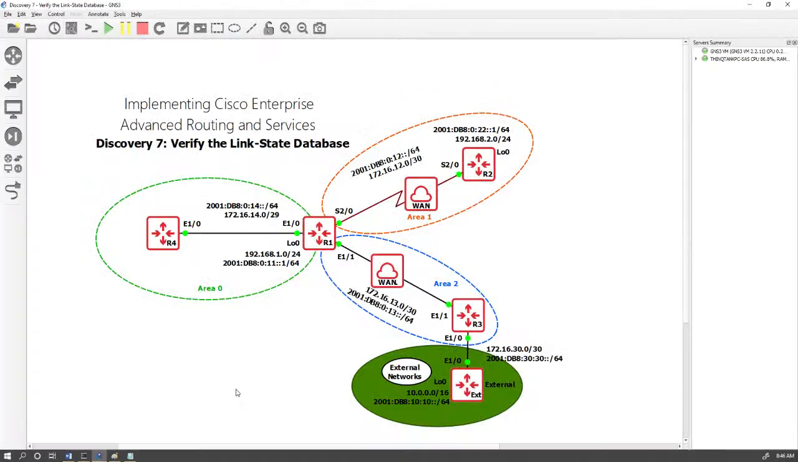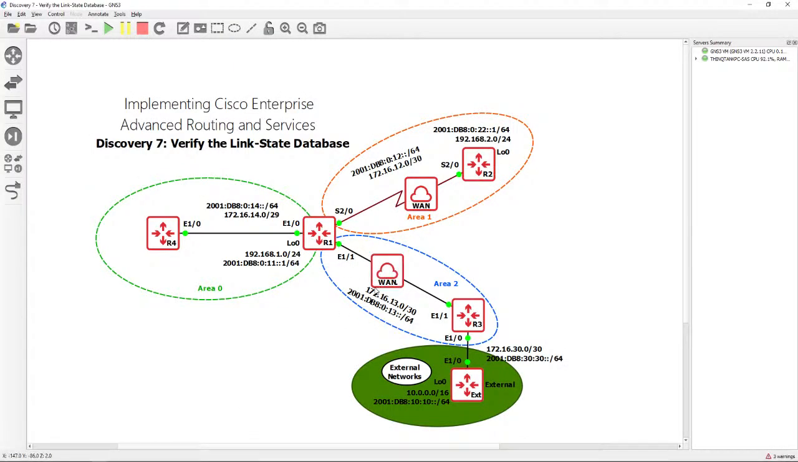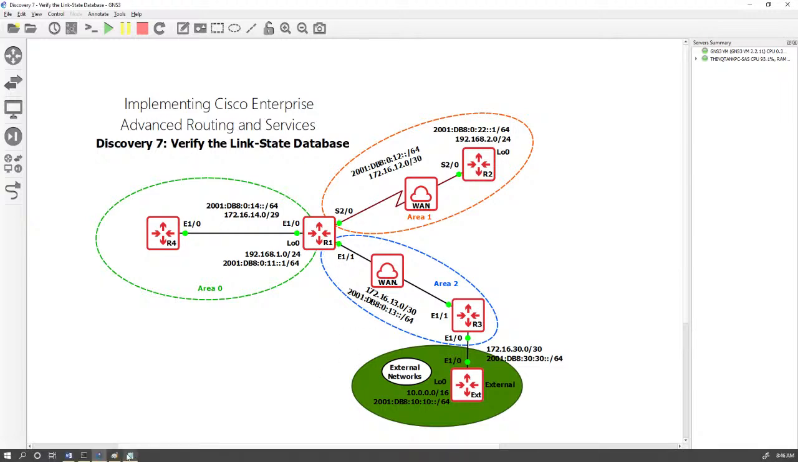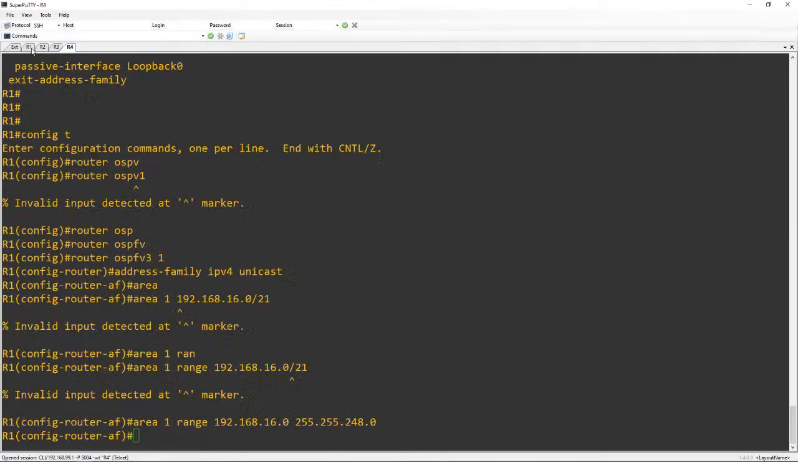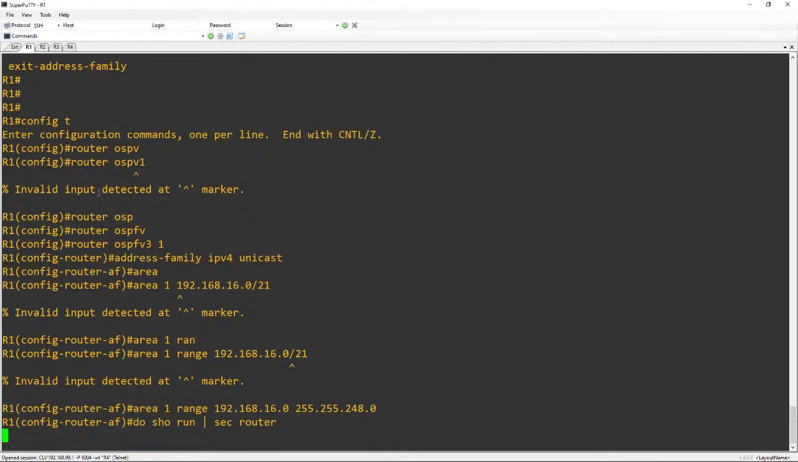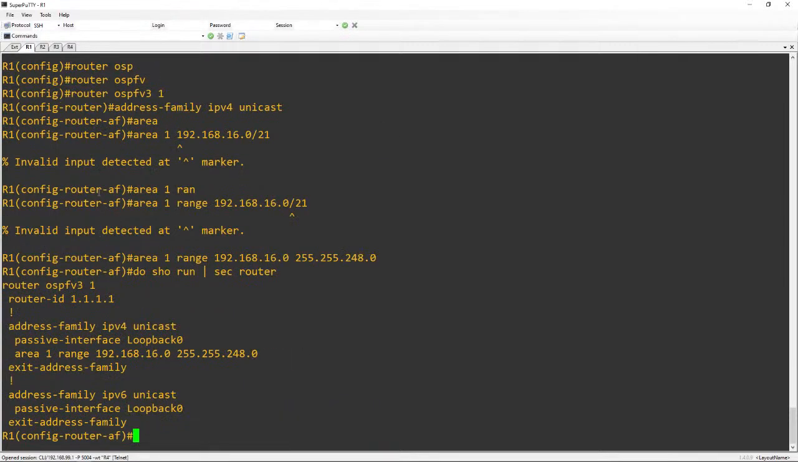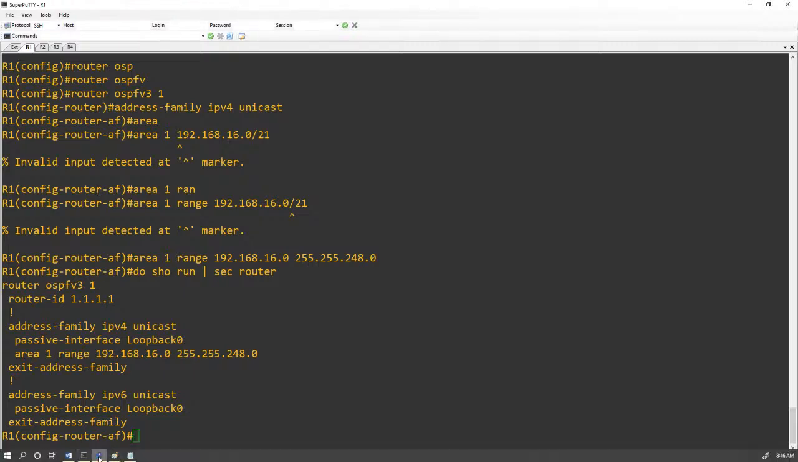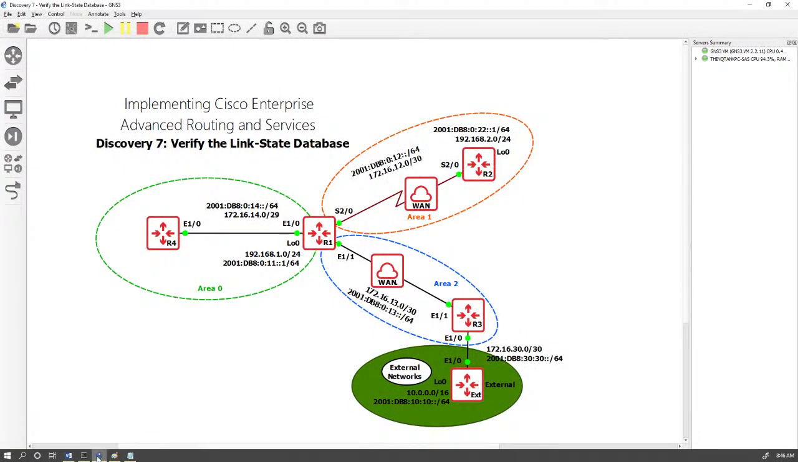Now, if this was a special area type, that route would come in as a type 7, and then it would get converted to type 5 on R1. So I'm going to convert this area to a not so stubby area so that we can see that happen. Let's go to router 1. Do show run section router. And I want to make area, basically we'll just make area 1 or area 2 NSSA.